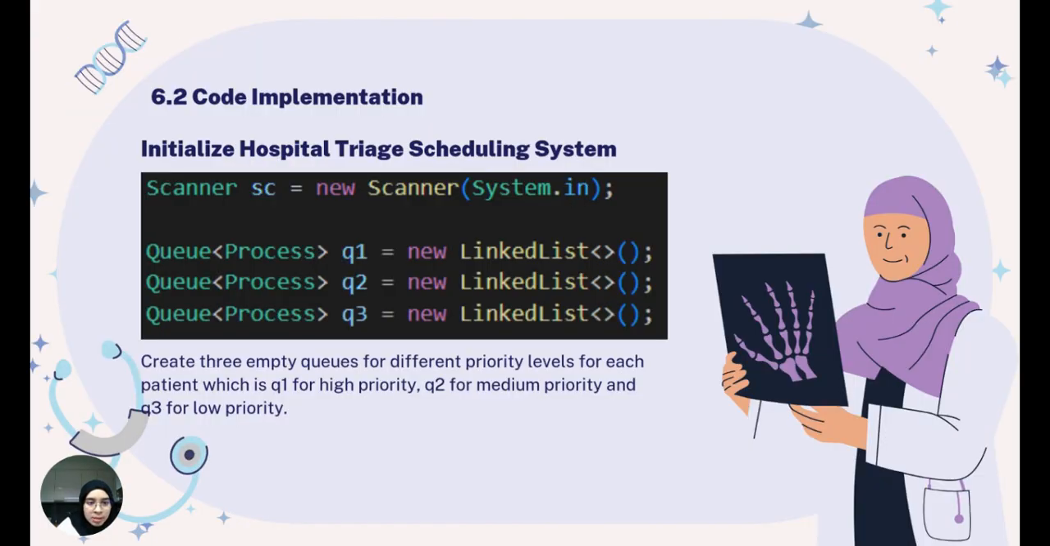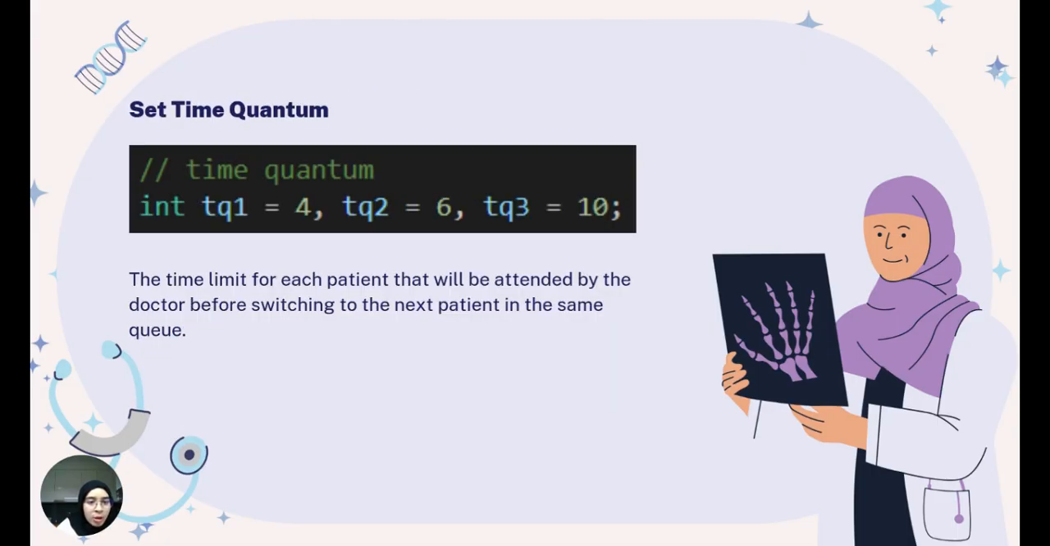So this is the coding implementation. The first part is initializing the hospital triage scheduling system. We use Java for the coding. Over here we create 3 empty queues for different priority levels for each patient: Q1 for higher priority, Q2 for medium priority, and Q3 for low priority. Now we set the time quantum, as I said before in the flowchart: Q1 is 4 minutes, Q2 is 6 minutes, and Q3 is 10 minutes. This is the time limit for each patient to be attended by the doctor before switching to the next patient in the same queue.